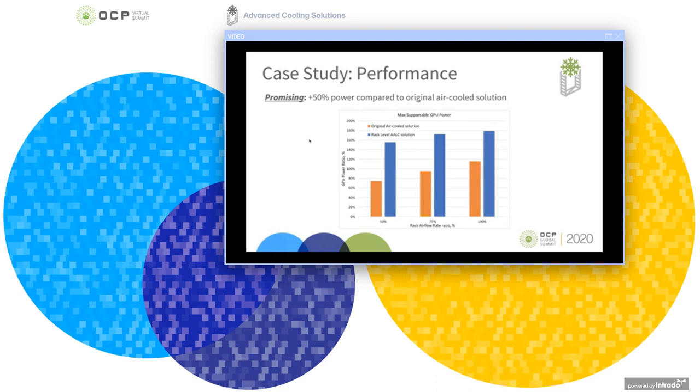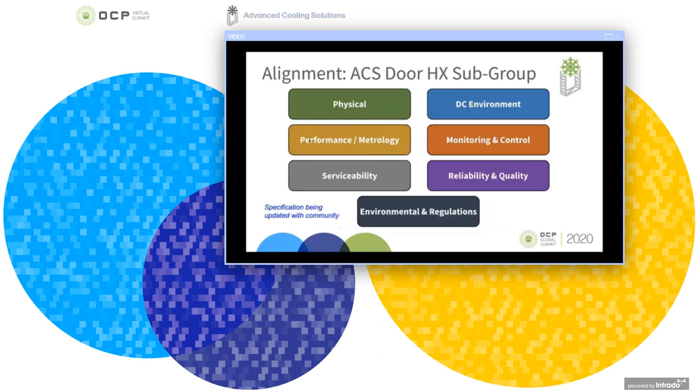There are existing efforts within the ACS subgroup under Rack and Power that could be leveraged to enable the same, for example, the door heat exchanger subgroup. In the ACS door heat exchanger subgroup, the community is working on defining a specification for the rack-mounted solution. There are many areas of focus as outlined in this slide, and a lot of these can be leveraged for air-assisted liquid cooling needs.